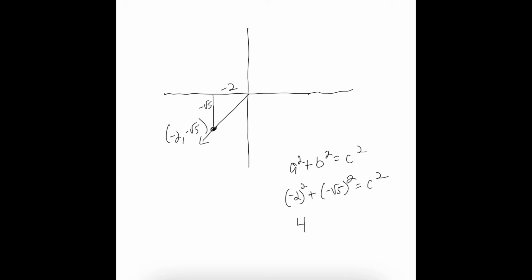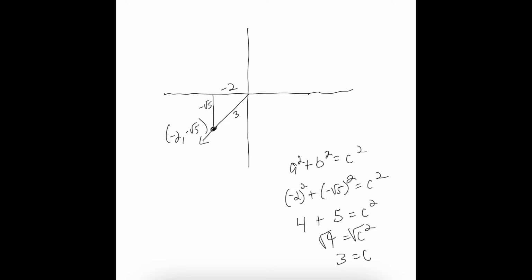If I multiply a negative times a negative, I know I'm going to get positive. And if you do √5 times itself, you just get 5, because √5 times √5 is √25, which is 5. So this will be 4 plus 5 equals c squared. That's 9 equals c squared, and then we'll take the square root. So my hypotenuse is 3 on this one.